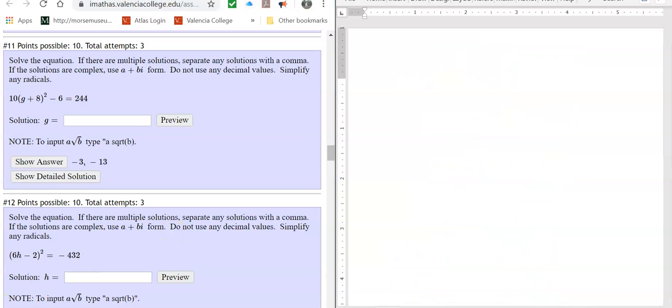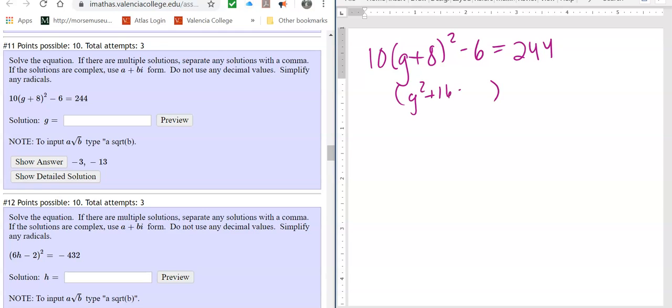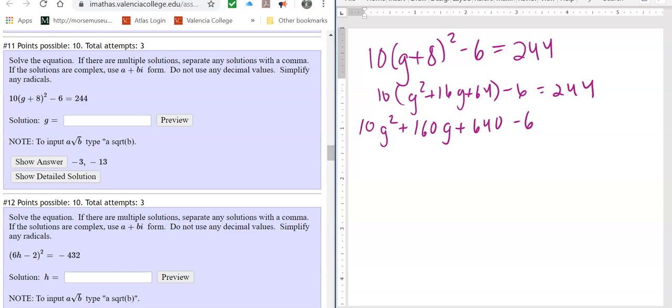Assume you hate square root property, you want to do quadratic formula, which some people really love. I don't, but if you like quadratic formula, it has to be in standard form, which means ax squared plus bx plus c is equal to 0. So in this case, I would just distribute this out. This is going to be g squared plus 16g plus 64. And then I would distribute the 10. And it has to be equal to 0.